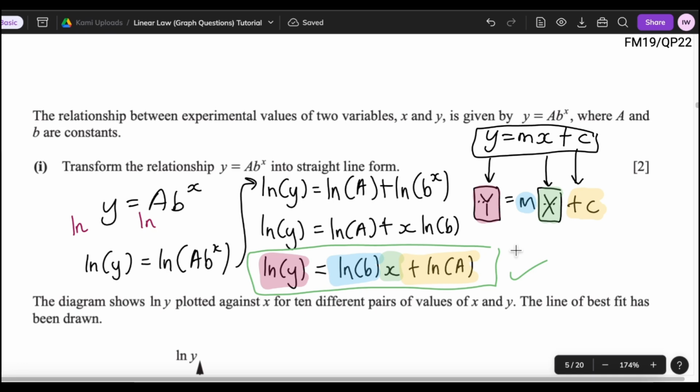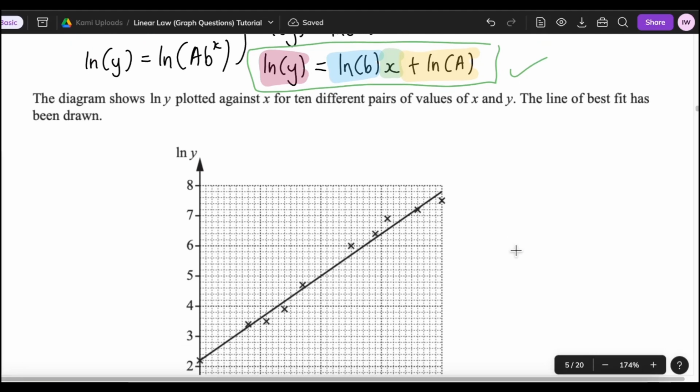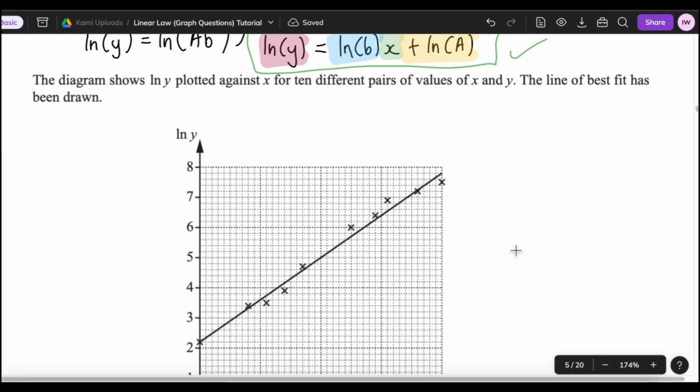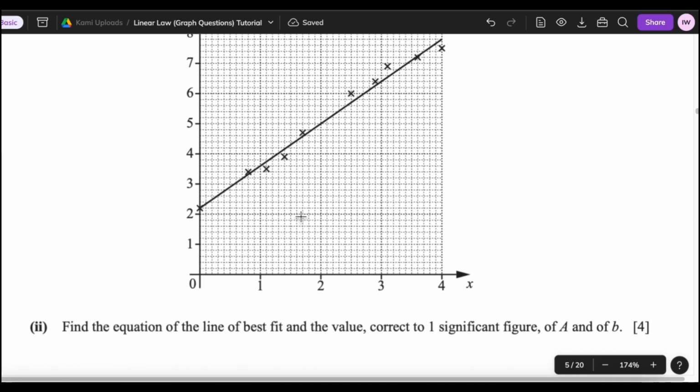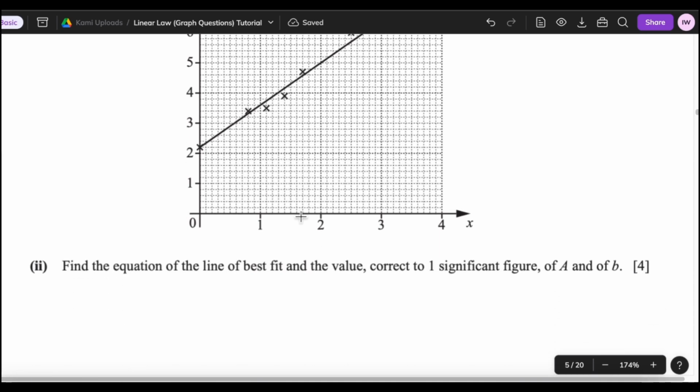Now let's take a look at the actual graph itself. This is a bit different because for this question, they've drawn out the graph for us. And this is a line of best fit, so it's by no means perfect, but it's going to be usable. Question 2 simply says, find the equation of the line of best fit and the value correct to one significant figure of A and of B.